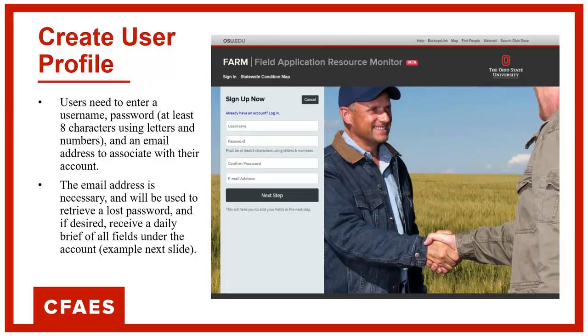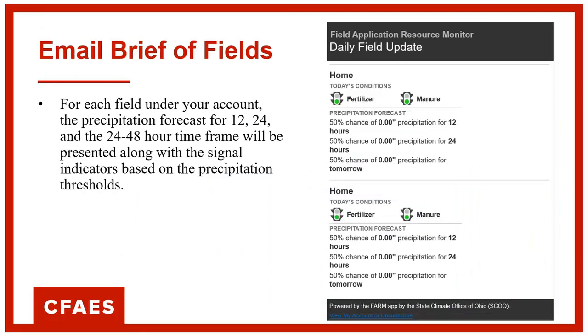We also use that email address to communicate with you if you opt in for a daily email update about the fields that you define. So we will send you the forecast in the morning for the fields that you define to show you whether or not they meet current recommendations. So you set up a user profile. This is a shot of what the email looks like that we'll send you. So you have a couple of fields, and it gives you the outlook for those fields.